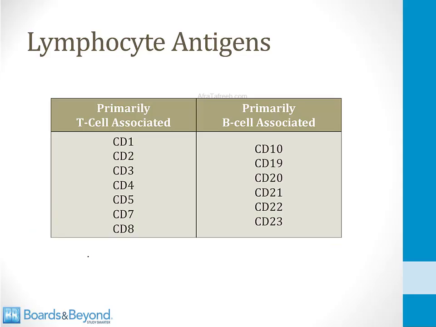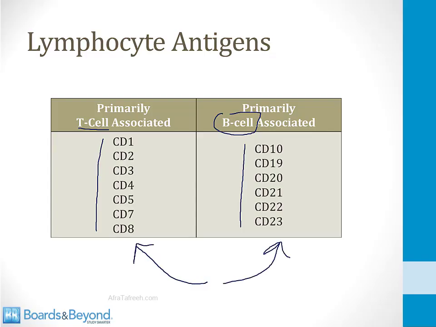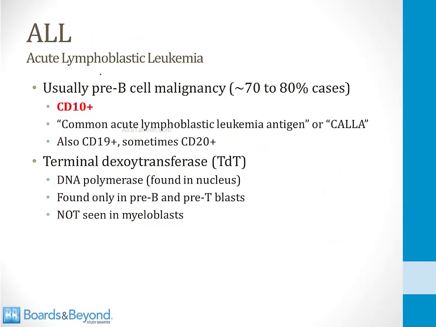This table on the screen shows a list of lymphocyte antigens, and I've separated them into those that are associated with T cells and those that are associated with B cells. You'll notice that most of the antigens associated with T cells have lower numbers, like CD1 through CD8. And the antigens that are associated with B cells have higher numbers, like CD10, CD19, 20, 21, 22, and 23. If you know that rule of thumb, that lower numbers go with the T cells and higher numbers go with the B cells, it can be very helpful in answering board questions, because they often want you to recognize from the surface marker whether a cell they are describing is a B cell or a T cell or just a lymphocyte in general.